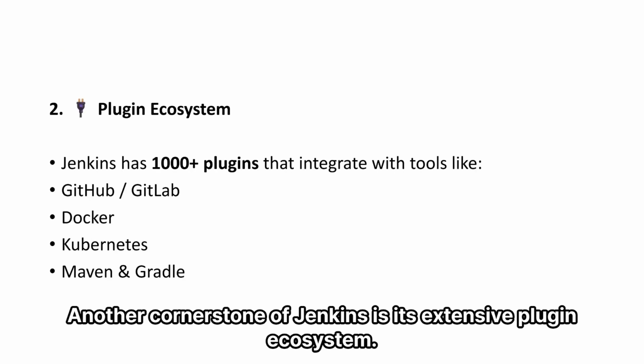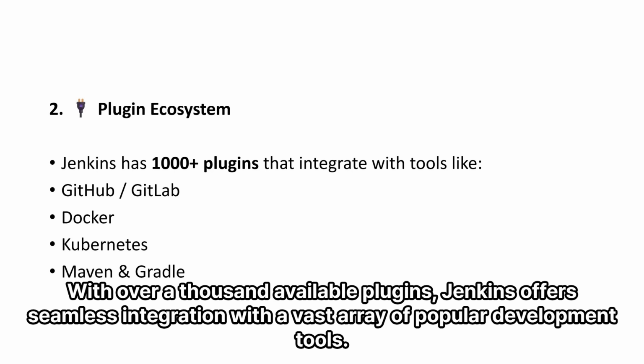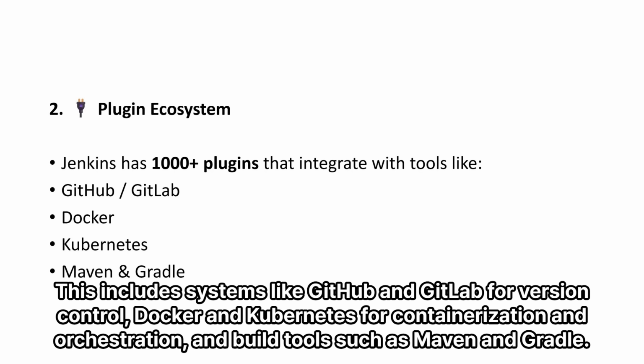Another cornerstone of Jenkins is its extensive plugin ecosystem. With over 1,000 available plugins, Jenkins offers seamless integration with a vast array of popular development tools. This includes systems like GitHub and GitLab for version control, Docker and Kubernetes for containerization and orchestration, and build tools such as Maven and Gradle.